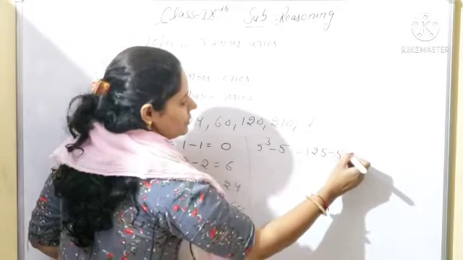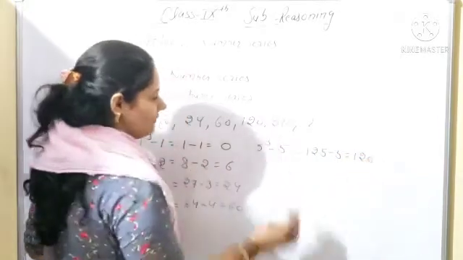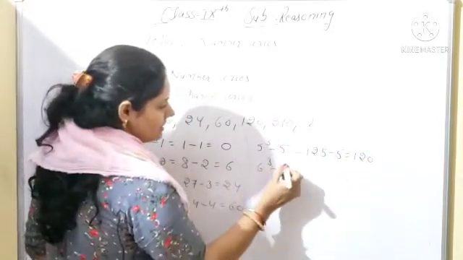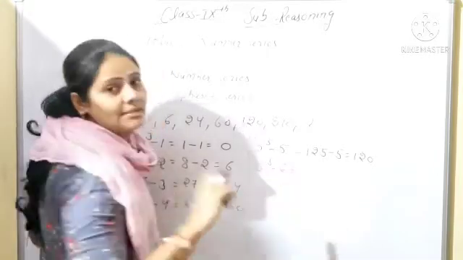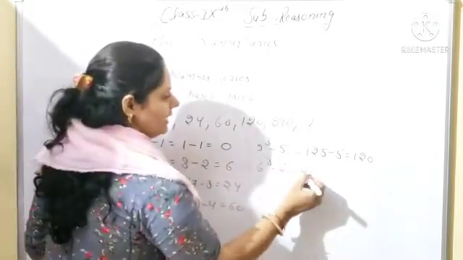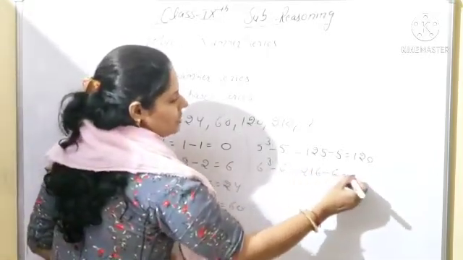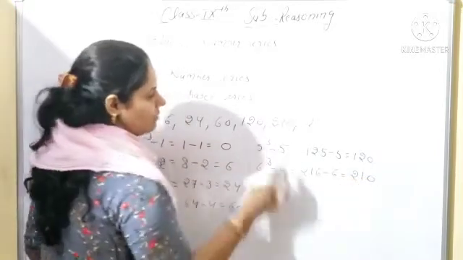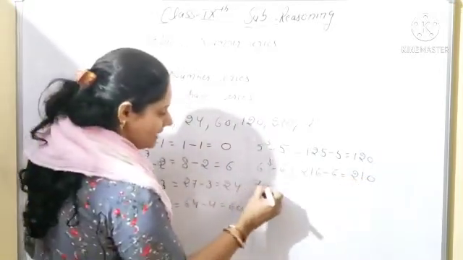125 minus 5, so you will get the number 120. After that, 6 cube minus 6. So 6 cube means 6 multiply 6 multiply 6, so you will get 216 minus 6. So it will be 210. Clear? After that, what will be the next number?